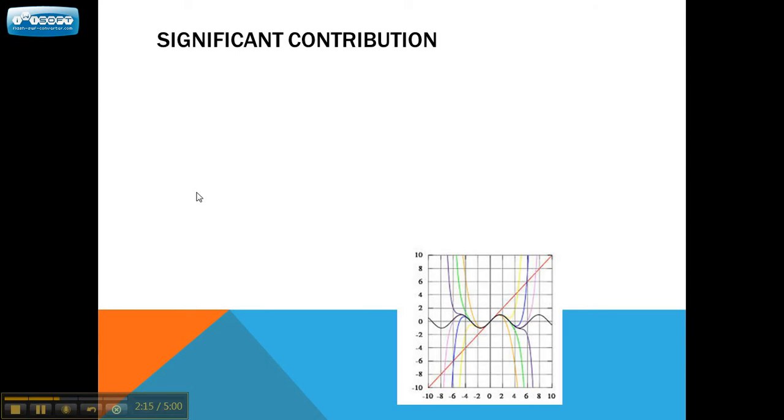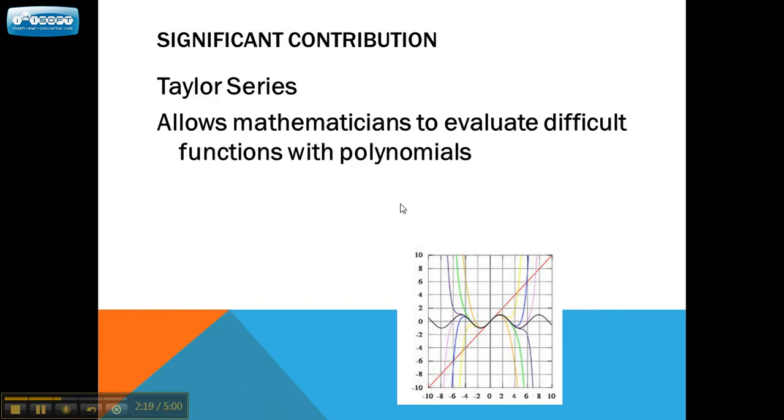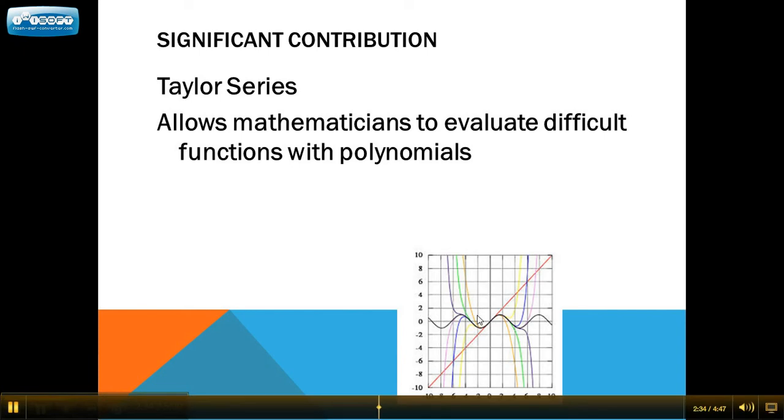Taylor's most significant contribution is called Taylor series. Taylor series is a process that allows mathematicians to evaluate difficult functions. Taylor called these transcendental functions, such as y equals sine x, y equals cosine x, y equals log x, with the nth derivatives of polynomial functions.